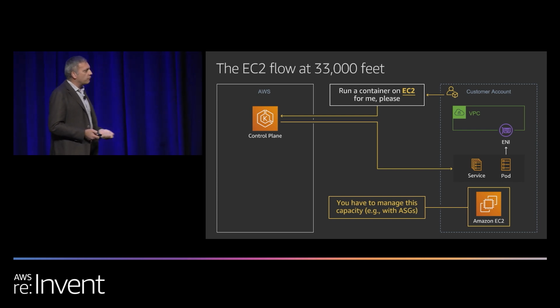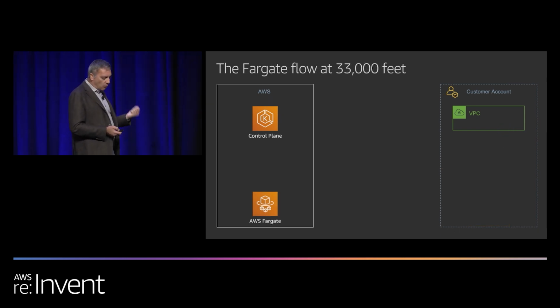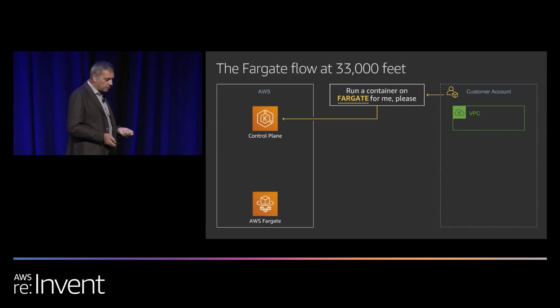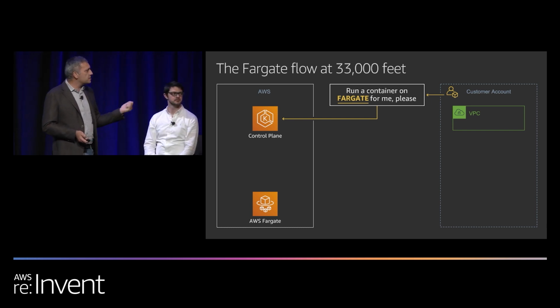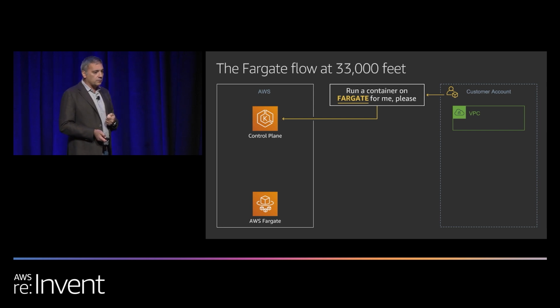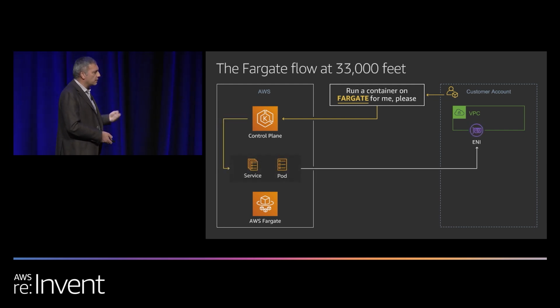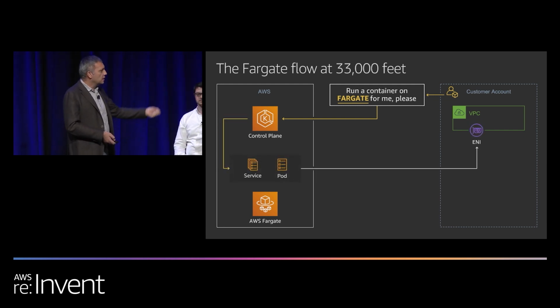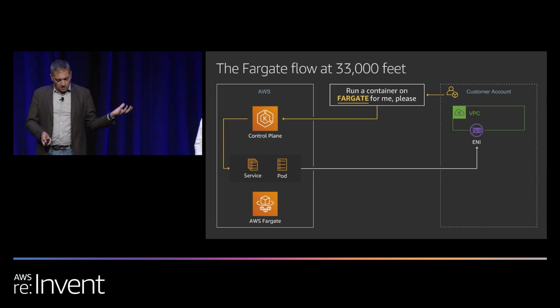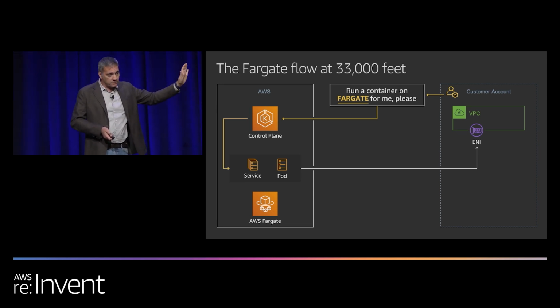The way that works with Fargate is very different, meaning that when you are saying, I want to deploy my pod or my container on Fargate, what happens is that the pod you're going to deploy doesn't go into your account. It goes on a fleet of micro VMs or VMs that exist within our account, and particularly in the Fargate fleet. So that pod comes up in our own account and gets connected to your VPC.